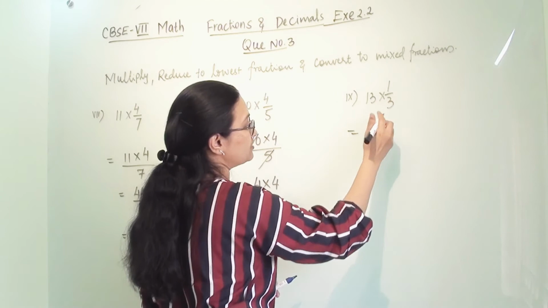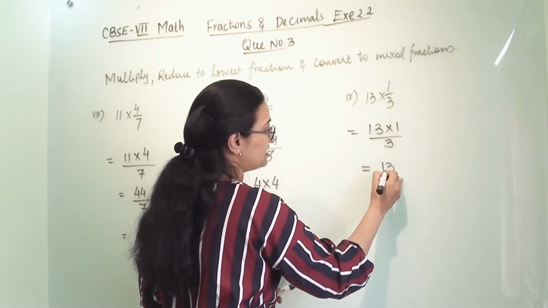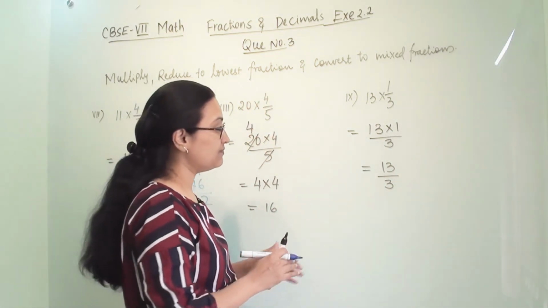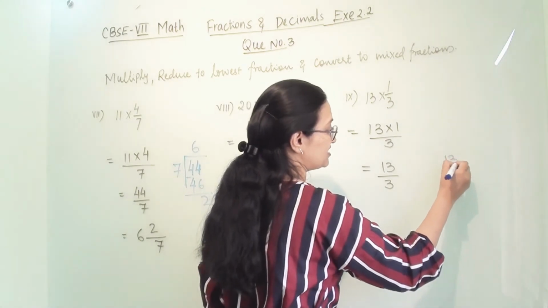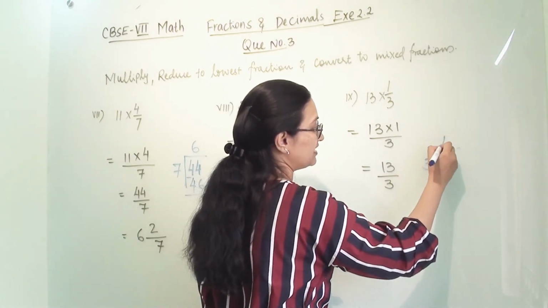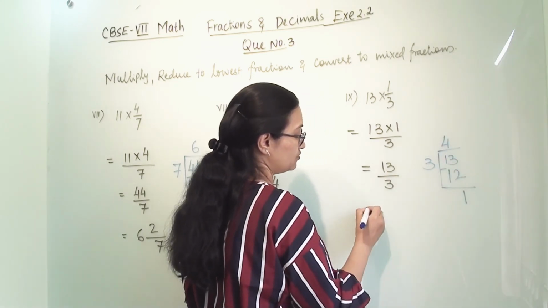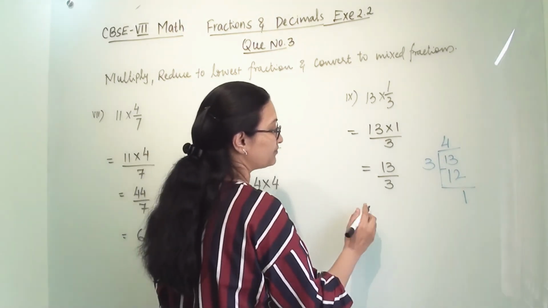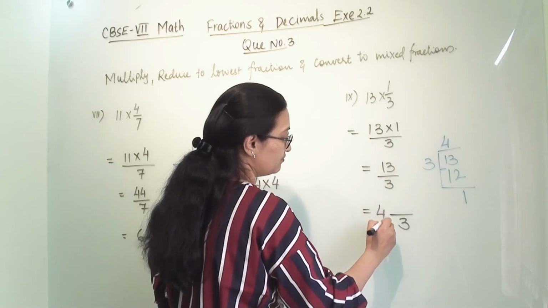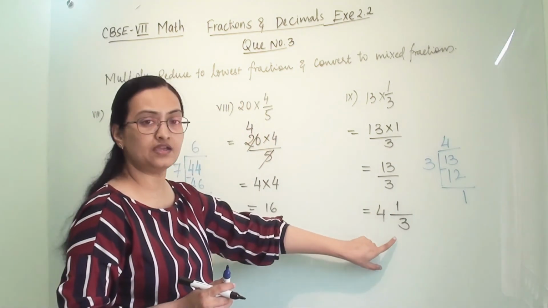Now the next is 13 into 1 by 3. So 13 into 1 divided by 3. So we will get here 13 divided by 3. Both are prime numbers, so we cannot reduce them. So we will change this into a mixed fraction. 13 divided by 3. So here we will get 4. 3 4s are 12 and 1. So our answer will be 3 will remain in the denominator, 4 will come here and 1 will be here. So the answer is 4 1 by 3.